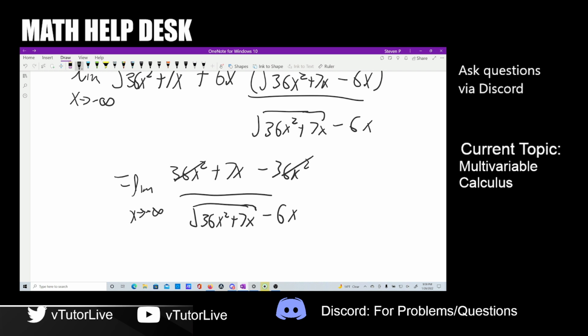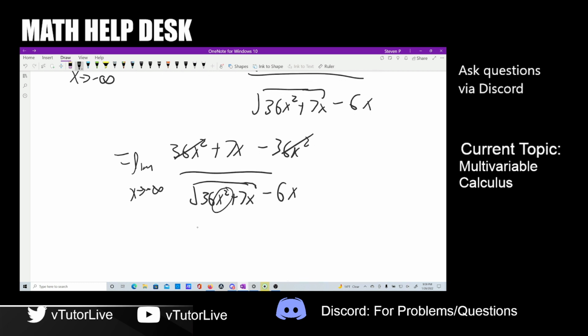Because how do you like to argue about it? You can think about dividing through by x, or what I like to do was I sort of like to think about pulling this x squared out, so that this turns into root x squared times 36 plus 7 over x, minus 6x on the bottom.